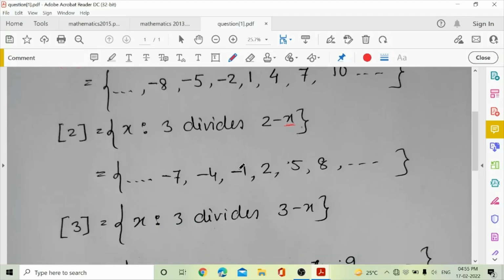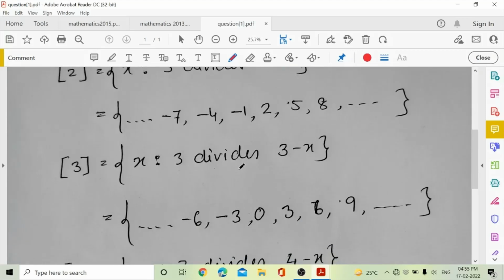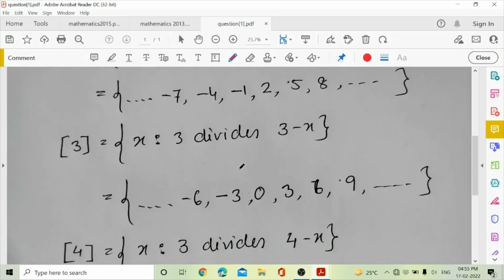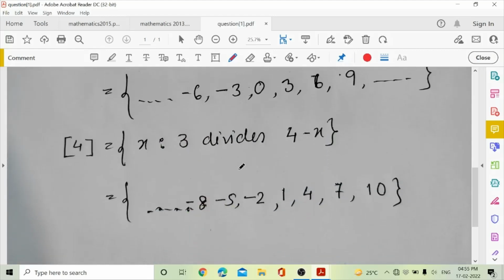Equivalence class of 3 is the set which contains all those elements like minus 6, minus 3, 0, 3, in this way. Listen, now equivalence class of 4. In equivalence class of 4, you have got the set like that. Here the dotted symbol should be there. So now listen, equivalence class of 4 means what? You have to find all those numbers which are related to 4, that means whose difference from 4 will be divisible by 3.